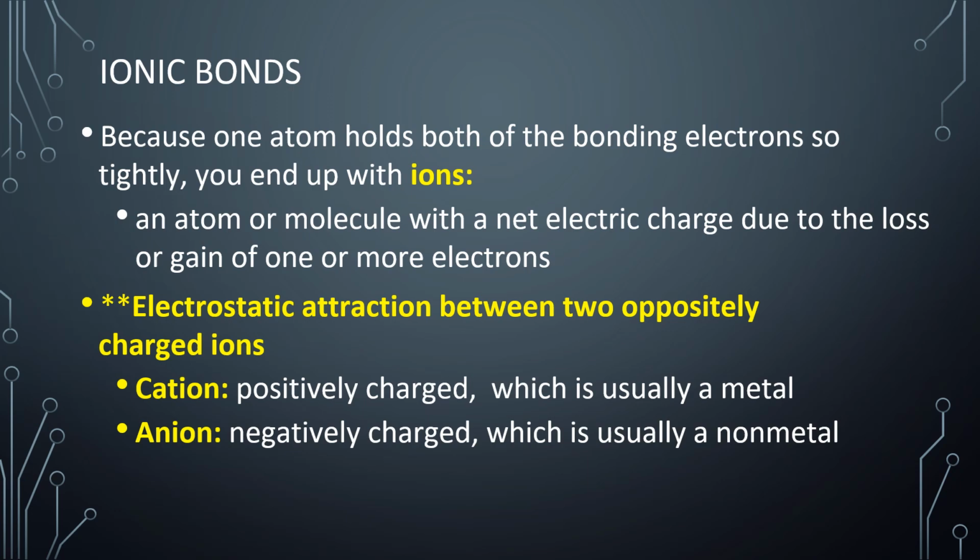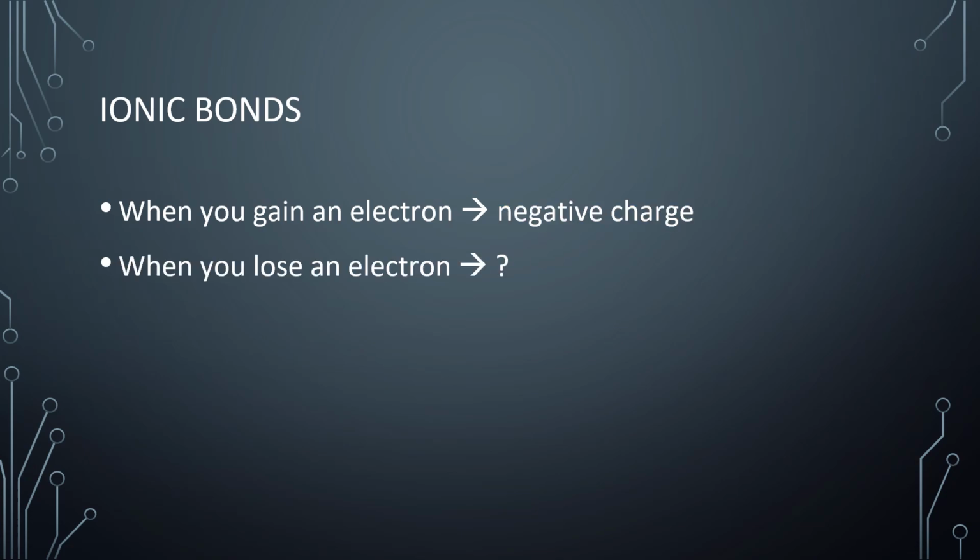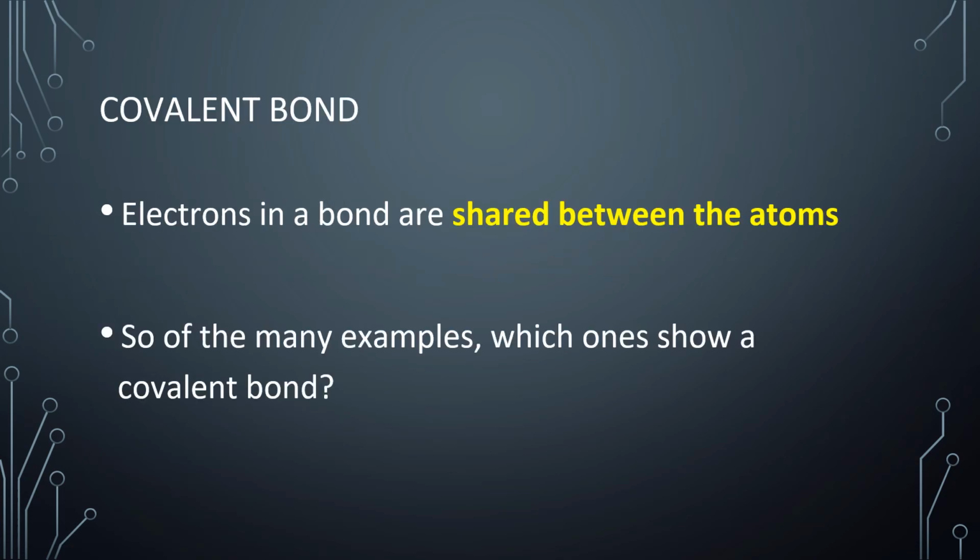So what is responsible for their attraction, or for their interaction with each other? It is the electrostatic attraction between two oppositely charged ions. That's what forms an ionic bond. When you gain an electron, you become more negative, you get a negative charge. When you lose an electron, you become more positive, you get a positive charge.